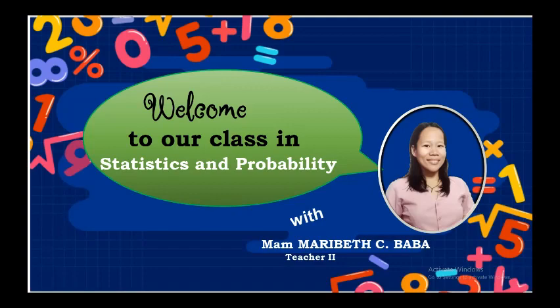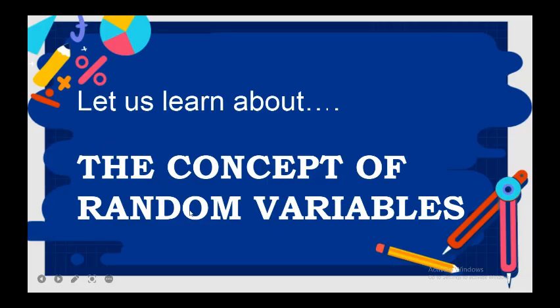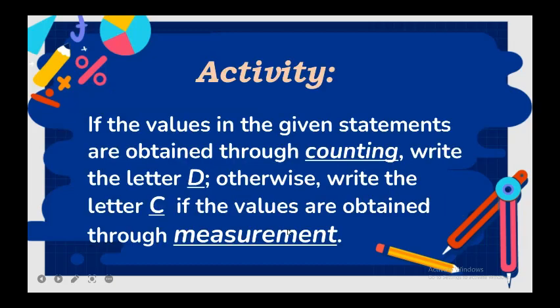I am Teacher Beth. Our learning objectives are: at the end of the session, the students will be able to, first, illustrate a random variable, and second, distinguish between a discrete and continuous random variable. Let us learn about the concept of random variables.